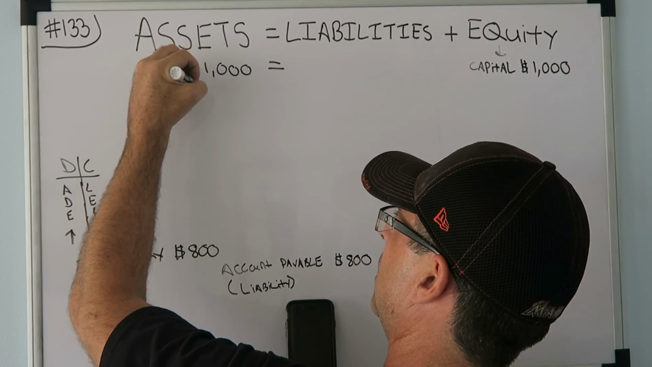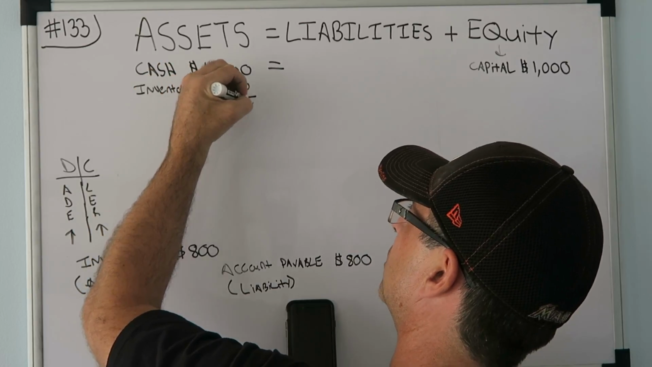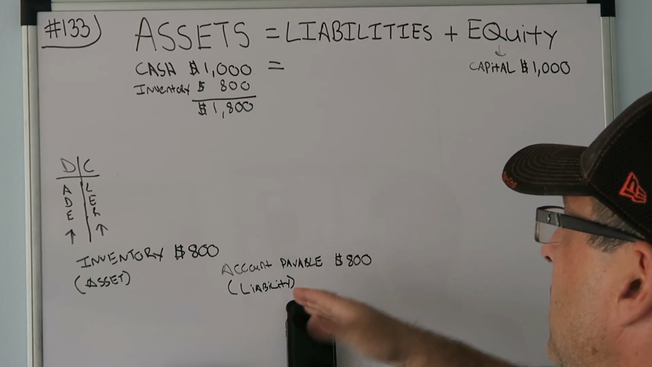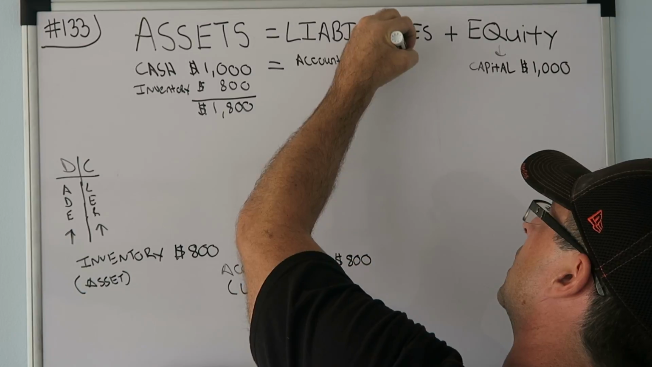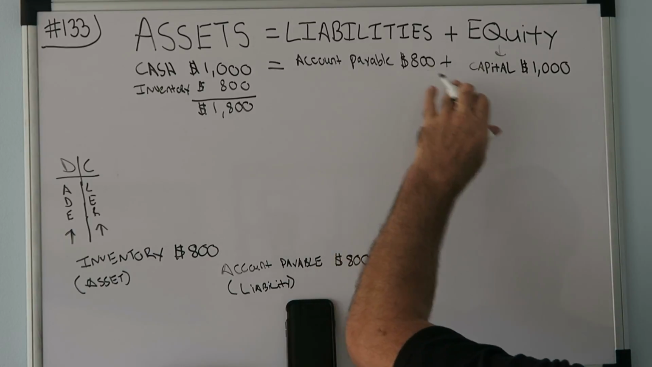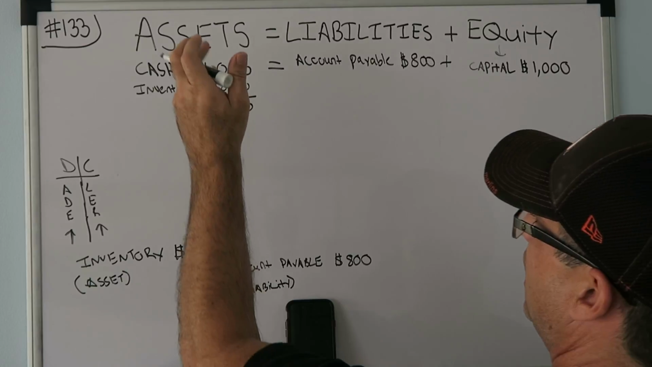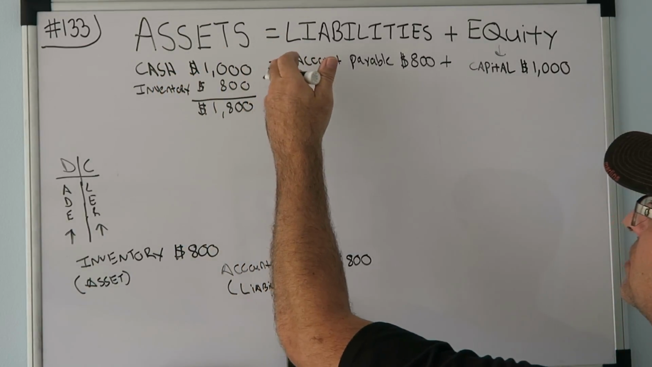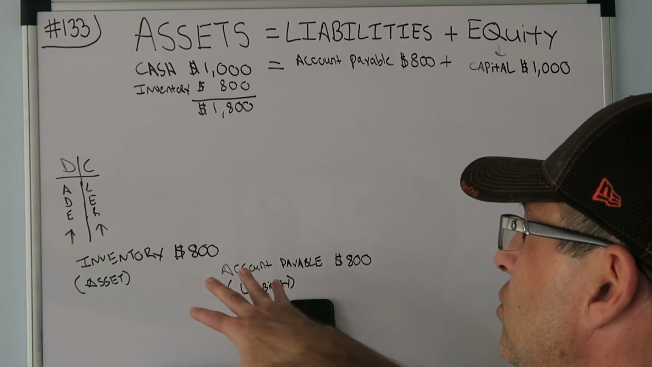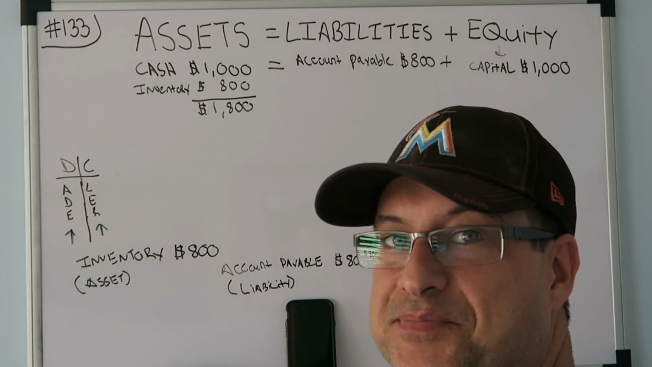Inventory of $800, bringing us to $1,800 on assets, equaling, now we have a liability, an account payable of $800, plus capital of $1,000. 800 plus 1,000, $1,800. $1,800 of assets equals liabilities plus equity of $1,800. So that journal entry made this happen over here.